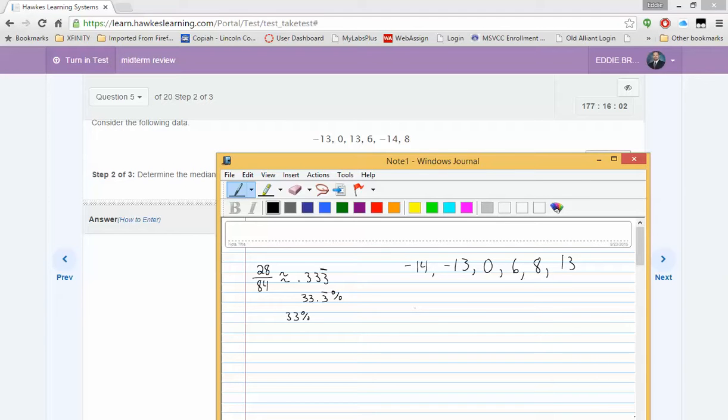So now to find the median, that is the number directly in the middle. If you have an even number of values, there's not going to be exactly a middle number. So what you have to do is take the two middle numbers and find the mean of those. So 0 plus 6 divided by 2. 6 divided by 2 is 3. Okay.